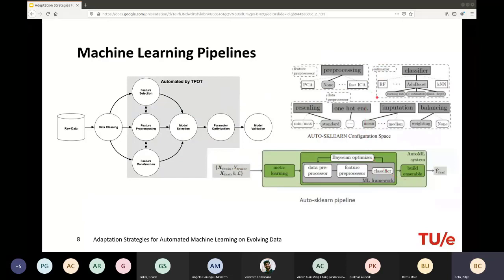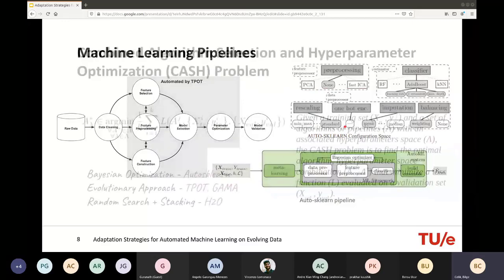Search spaces can also be different in terms of the classifiers that are included or the feature pre-processors that are there. And in addition to that, the machine learning frameworks that they are built on can be different, the number of learners they use can be different, but the main categorization of the AutoML methods is done by the optimization method they use for the CASH problem.